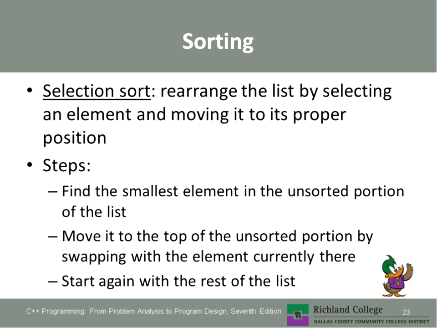Now, what is a selection sort? We are trying to rearrange the list by selecting an element and moving it into its proper position. So how does that work? That's why it's important to know pseudocode or maybe a flowchart before you start figuring out how to implement this algorithm. So now we need to find the smallest element in the unsorted portion of the list, move it to the top of the unsorted portion by swapping the element currently there, and start again with the rest of the list.